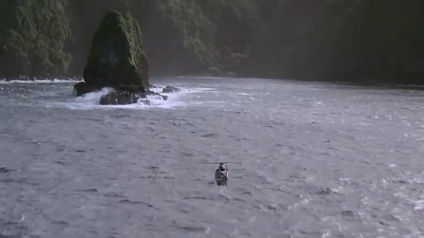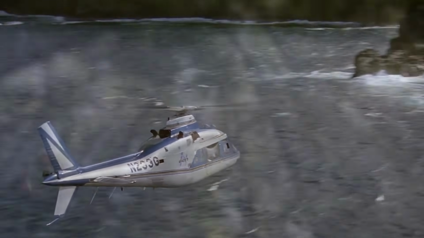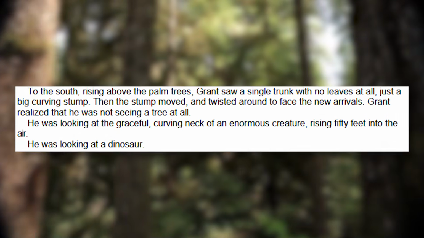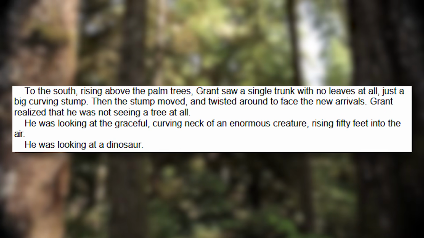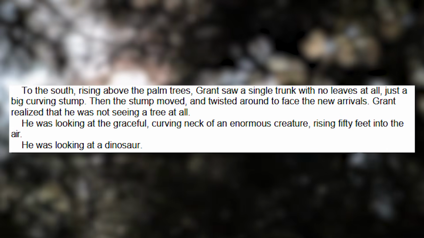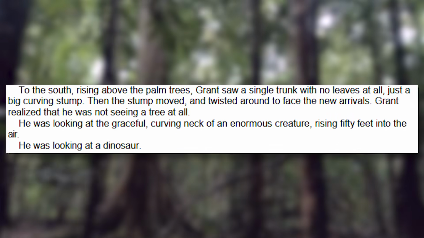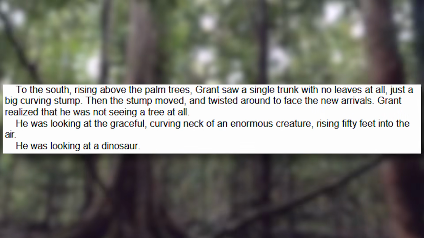When he arrives at Isla Nublar, the island home to Jurassic Park, Grant is obviously amazed by what he sees. "To the south, rising above the palm trees, Grant saw a single trunk with no leaves at all, just a big curving stump. Then, the stump moved and twisted around to face the new arrivals. Grant realized that he was not seeing a tree at all. He was looking at the graceful, curving neck of an enormous creature, rising 50 feet into the air. He was looking at a dinosaur."